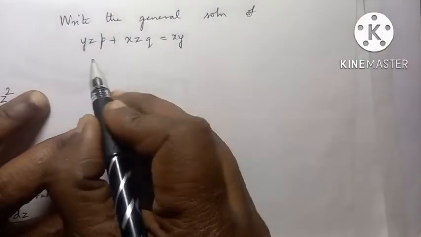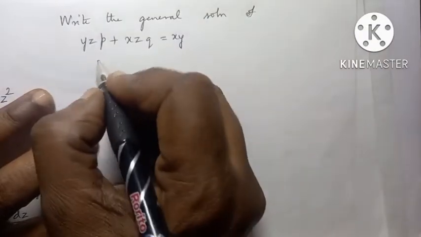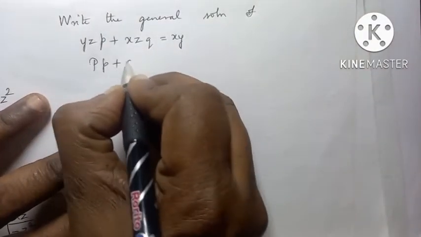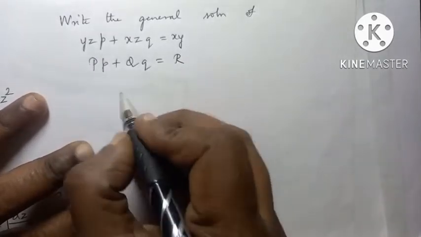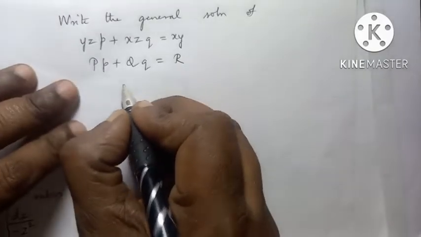You can see the problem. It is of the form Pp plus Qq equal to R. So first we write the subsidiary equations.